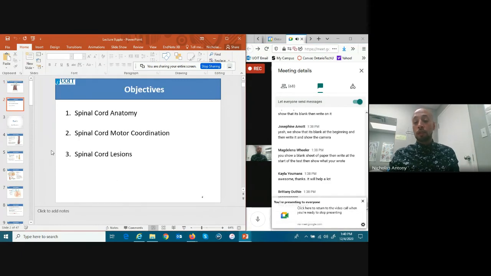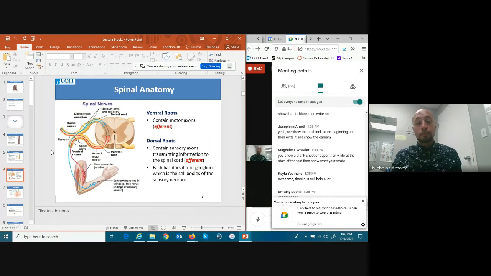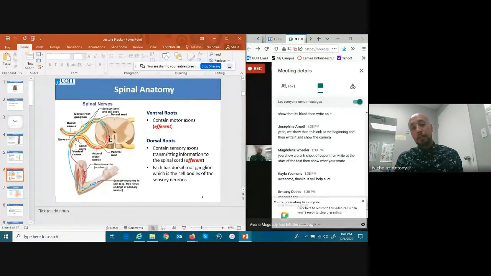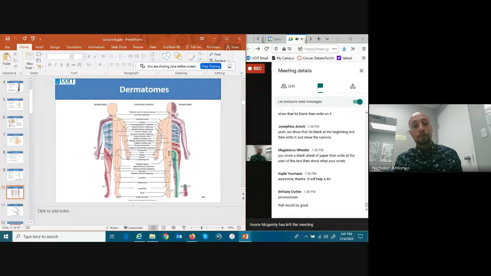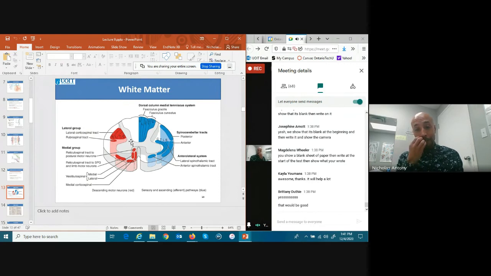So in the spinal cord lecture, we reviewed spinal cord anatomy. It's really important to understand how the spinal cord is put together. We look at this one, and we also look at how sensory information comes in the back end and motor information comes out the front end. That's important to know. And then we have all the tracts.